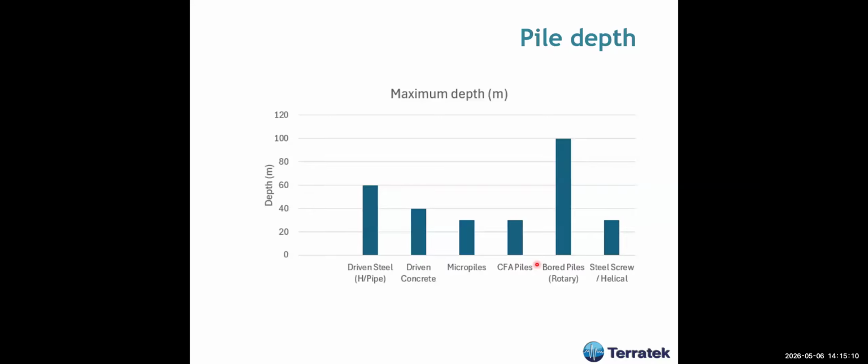And regarding pile depth, if you're going very, very deep, say beyond 40, 60 meters, you have to go to bored piles usually. And why? Because that's the equipment, the only equipment that goes so deep. And usually driven piles go up to 60 meters, not more than that. Micro piles, of course, and CFA piles are much less, maximum usually 30 meters. Steel screw piles also have no limited depth.